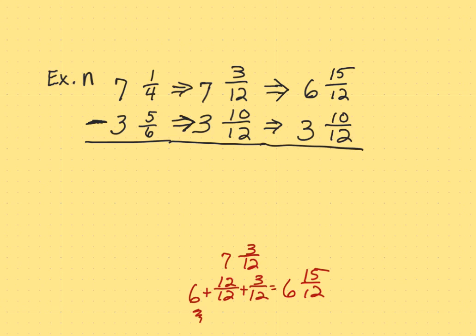We need to remember that we are doing subtraction here. So 6 minus 3 is 3, 15 minus 10 is 5, and the common denominator is 12. Is this in its simplest form? Can it be reduced anymore? No, it cannot be reduced. So yes, this is the final answer. 7 1/4 minus 3 5/6 is 3 5/12, and yay, I am done.